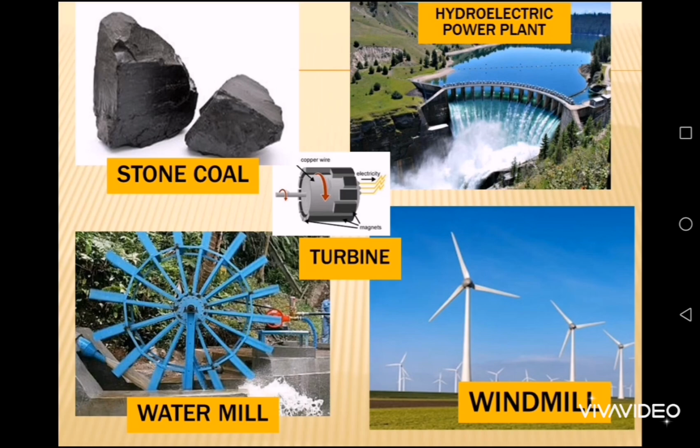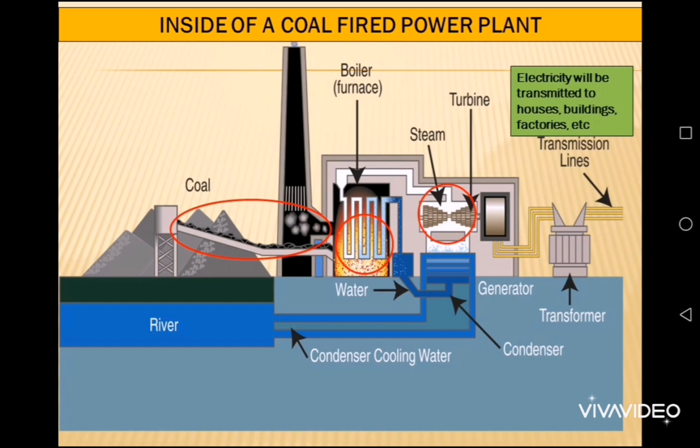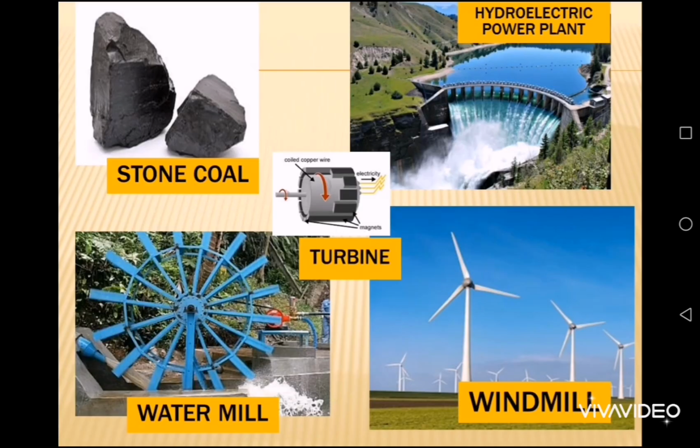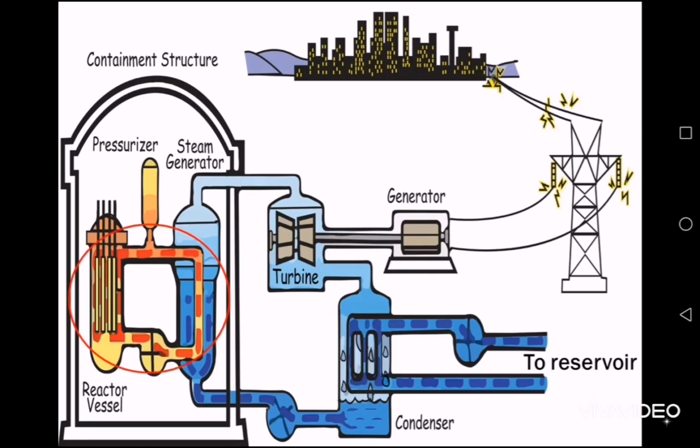What about stone coal? How does stone coal produce electricity? It's very simple. We can use stone coal to boil water that will produce steam. Steam is a very powerful mechanism to rotate the turbines. This will produce electricity that will be transmitted to houses, buildings, factories, and so on. The same mechanism is used in nuclear power plants. Nuclear energy will boil water to produce steam that will rotate the turbine to produce electricity that will be transmitted to houses, buildings, and so on.